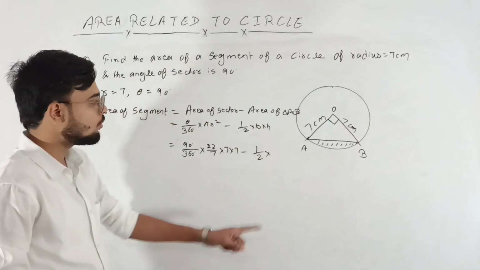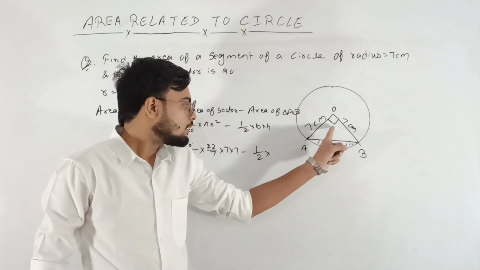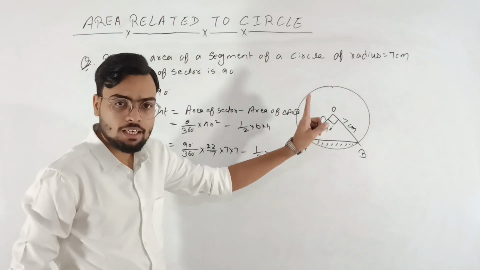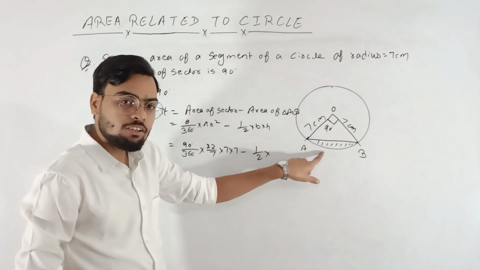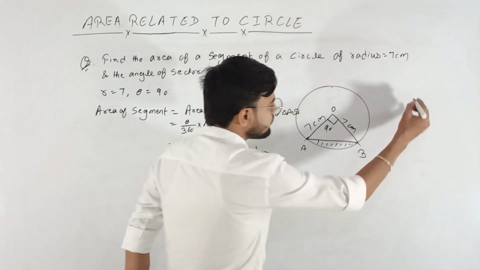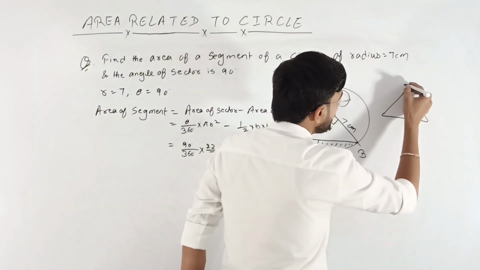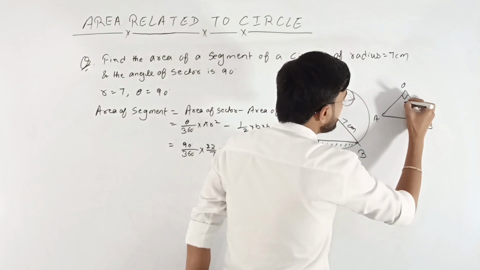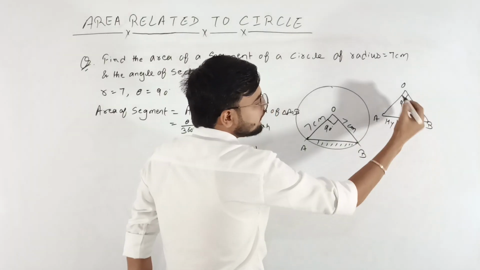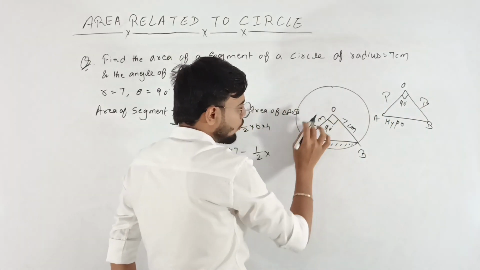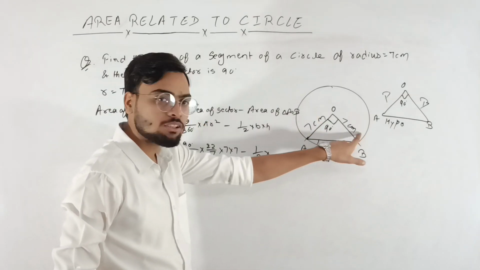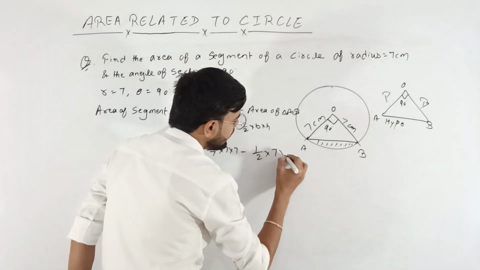Now what is the base and what is the height? Look at this triangle AOB. This angle AOB is 90 degrees, which means this triangle is a right angle triangle. The side which is opposite to the 90 degree angle is called the hypotenuse, so for this triangle AB is the hypotenuse. Then this is the perpendicular and this is the base. OA is a radius and OB is also a radius, so the perpendicular is 7 cm and the base is also 7 cm. So base into height is 7 into 7.